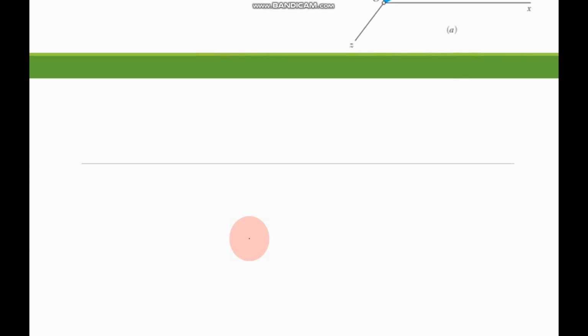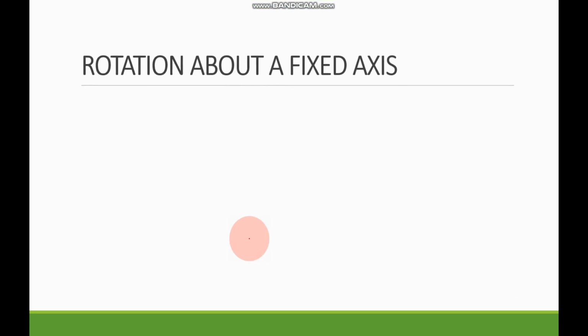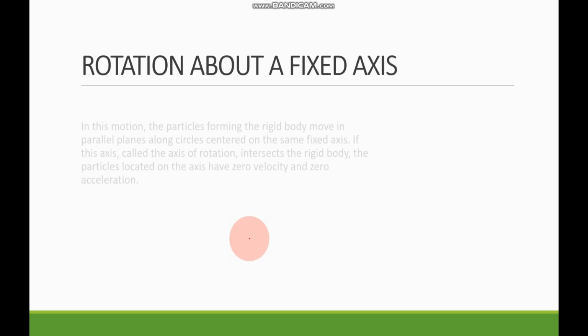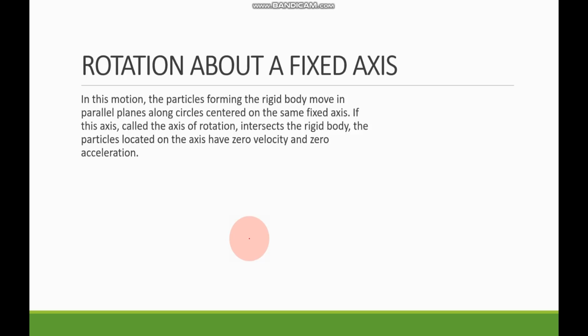Next, we have the second type of rigid body motion, which is the rotation about a fixed axis. In this motion, the particles forming the rigid body move in parallel planes along circles centered on the same fixed axis. If this axis, called the axis of rotation, intersects the rigid body, the particles located on the axis have zero velocity and zero acceleration.